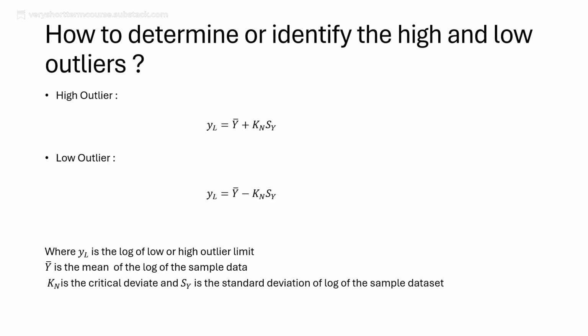Y is the mean of the logarithm of the sample data. Sy is the standard deviation of the log of the sample data. K is the critical deviate. Everything is the same. Only for high outlier detection, use plus. For low outlier detection, use minus. That is the difference.